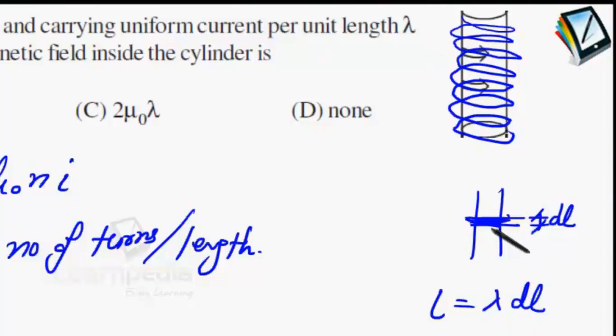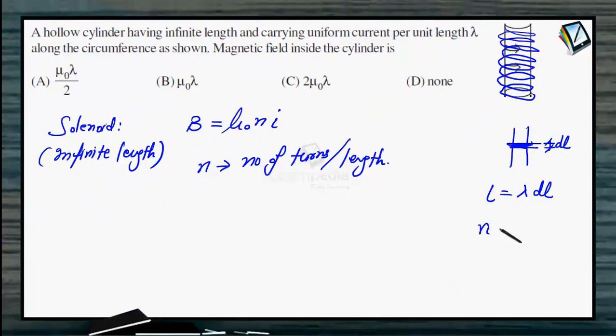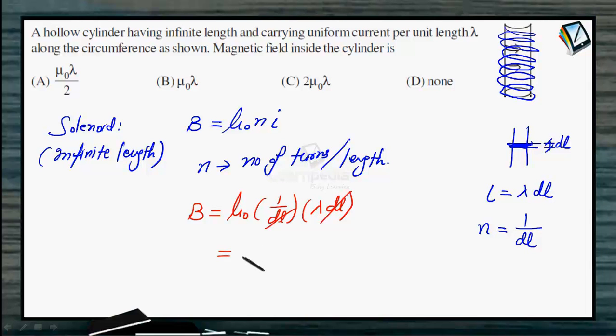Since we are assuming one turn per dl length, the number of turns per unit length would be 1 upon dl. Now let us substitute these values. What we get? B is equal to mu naught into n. N is 1 by dl, the number of turns per unit length, because in dl length there is one turn. So in place of n and in place of current, it is lambda multiplied with dl. So dl and dl cancel, we have got rid of dl. So it becomes mu naught into lambda. So in this case, option B has to be the correct choice.